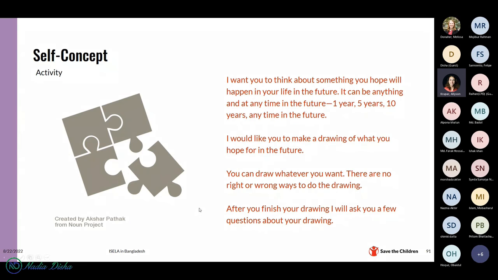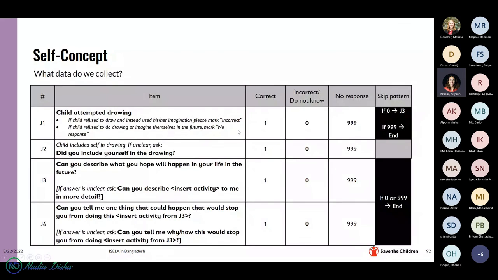And then we ask them to draw a picture of that so that it's engaging. We're not going to assess the picture. It's just something for them to do so that it's engaging. At the end, they're thinking about something hopeful for themselves in the future. They can draw whatever they want. And after they finish, that's when we're going to ask the questions in the assessment. So we do identify whether or not the child attempts the drawing. But again, that's not part of the scoring. We're just keeping track of that.